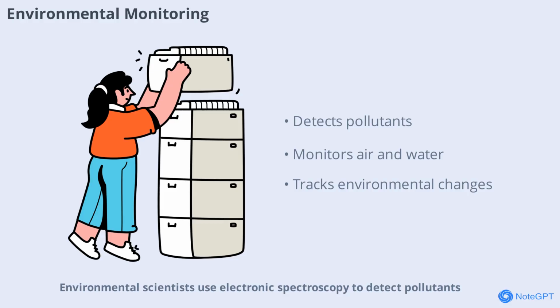Environmental scientists use electronic spectroscopy to detect pollutants, monitor air and water quality, and study atmospheric processes. By analyzing the absorption or emission spectra of environmental samples, researchers can identify contaminants and track changes over time. This application is crucial for ensuring public health and understanding environmental changes.